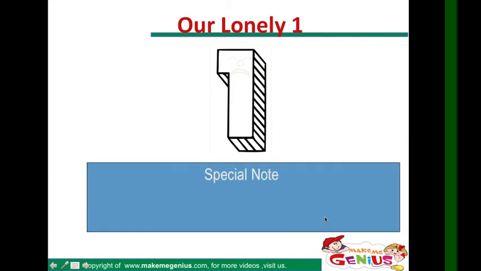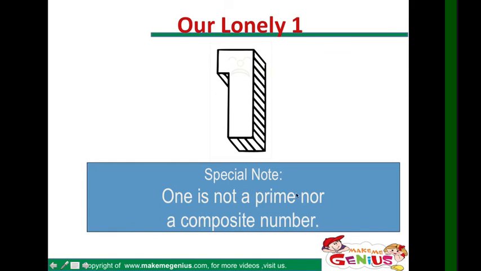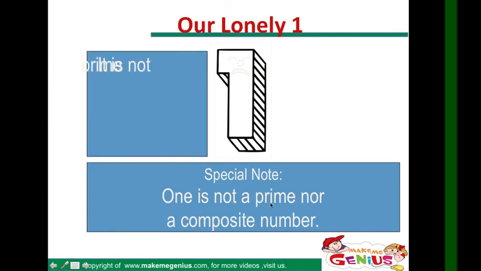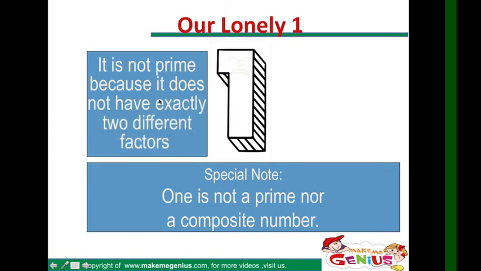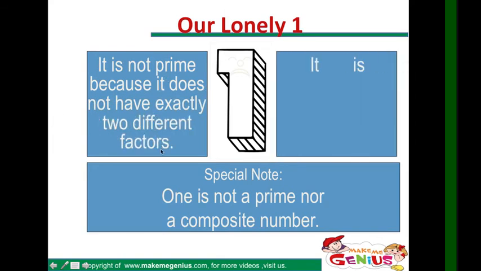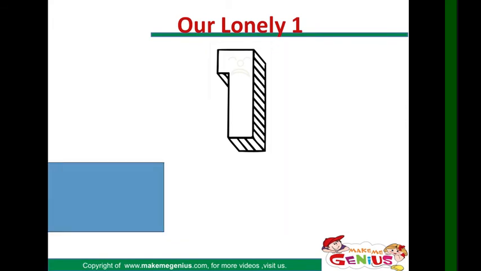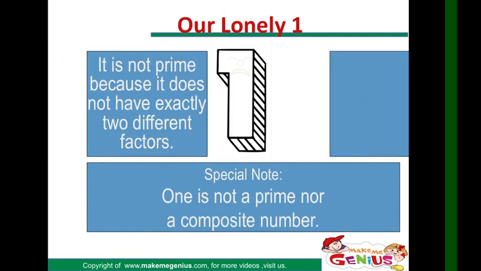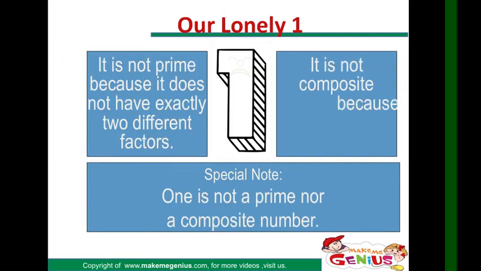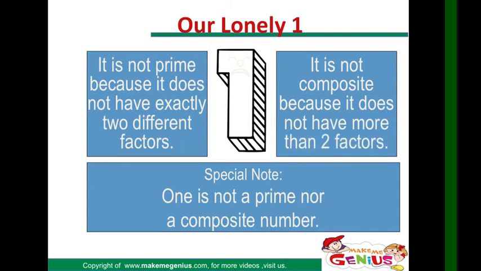Now, our lonely one. Sabi ko kanina, bakit ang 1 is neither prime nor composite? It is not prime because it does not have exactly two different factors. It is not composite because it does not have more than two factors. I repeat, hindi siya composite kasi wala siyang more than two factors.